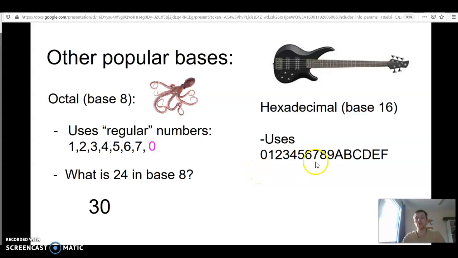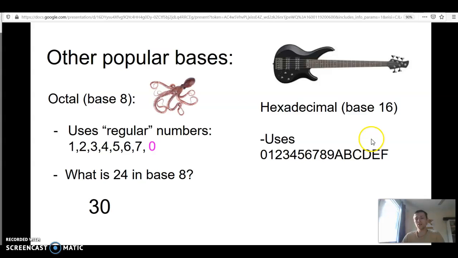So we want to be careful. In order to represent 10, we need a single digit. We're going to use the letter A to represent 10. Then 11 is B, 12 is C, and so on and so forth. F is 15, the highest number you can represent with a single digit.